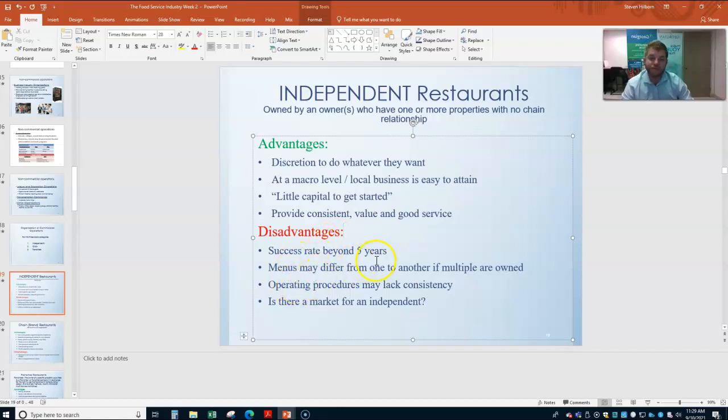Some of the disadvantages are they might not have a success rate beyond 5 years, which is not great. They maybe have different menus that differ from one another if there's different locations. Some of their operating procedures lack consistency. And while there is a market for it, some people question, does the consumer trust the independent one-offs as much as they trust the Boston Pizzas of the world?